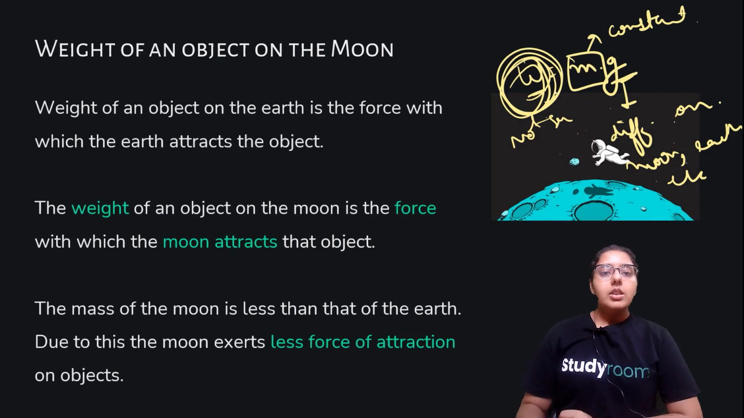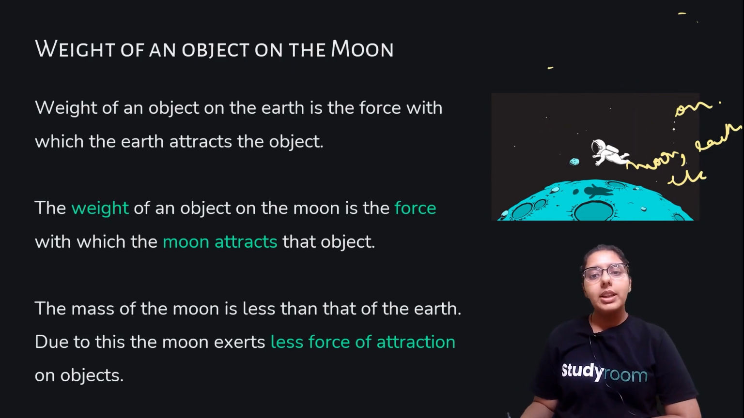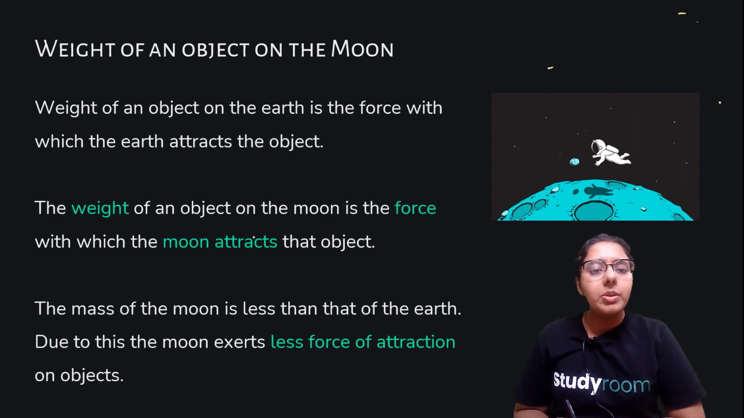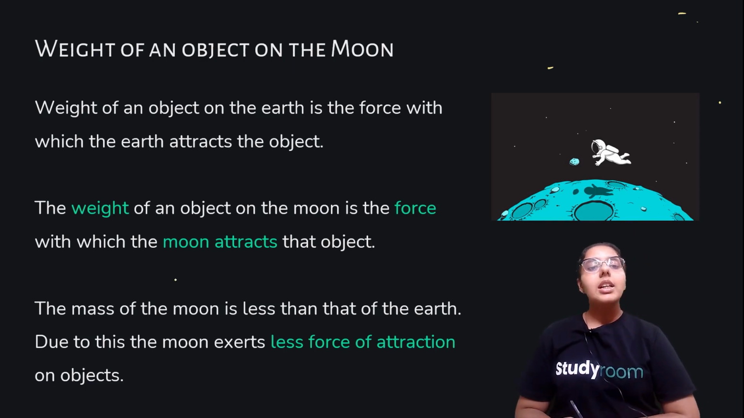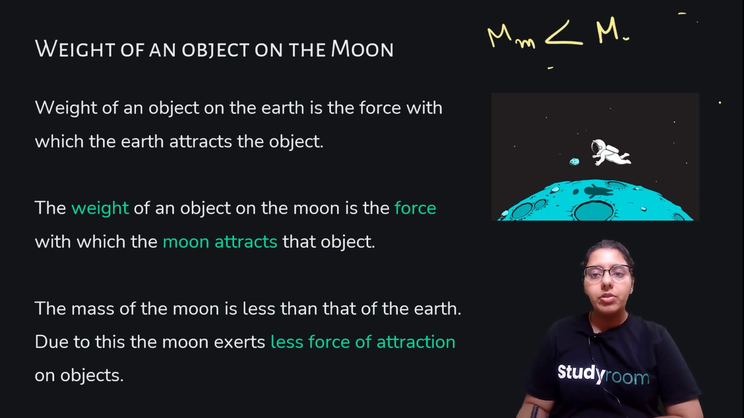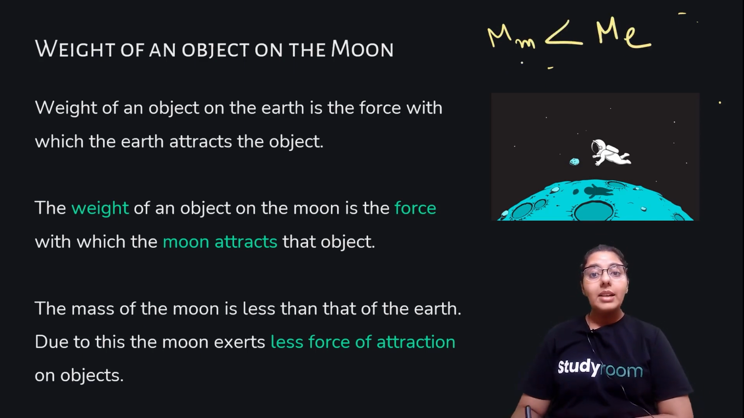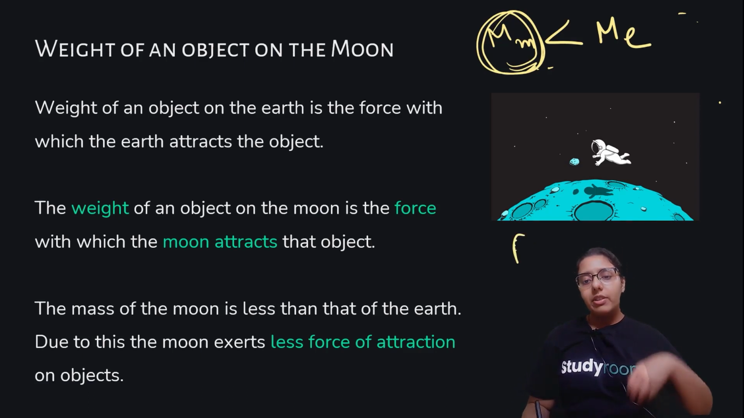So the weight of an object on earth is the force with which the earth attracts the object. And what is the weight of the object on the moon? It is the force with which the moon attracts the object. So the weight of an object on any platform is the force with which that platform attracts the object. Simply, correct. So the mass of the moon is less than that of earth. What does that mean? That means that the moon exerts less force of attraction on objects.